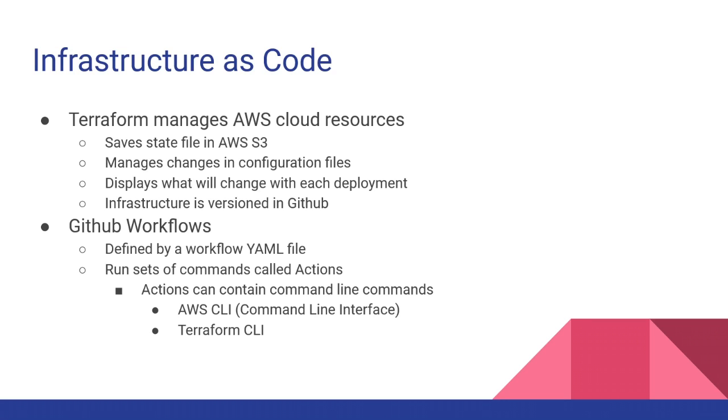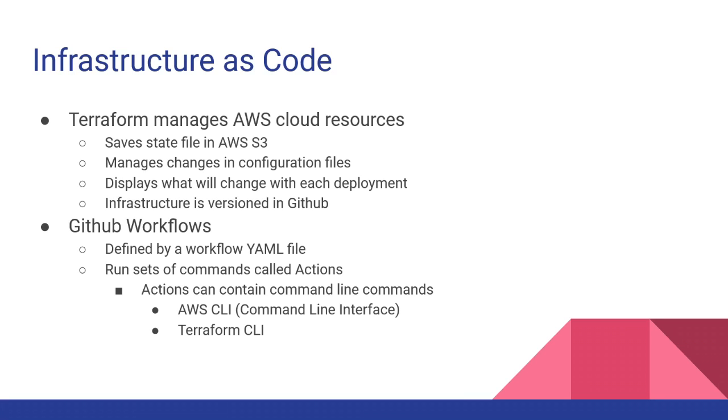It does this by, it has a state file that it saves in AWS in an S3 bucket, and each time you try to make a change in the Terraform, you run a Terraform command, and it'll manage the changes for you in configuration files. Each time you try to deploy, it'll display what will change, so you can be very specific in what will change, and you know what'll change when you deploy, so you don't deploy something that'll completely destroy your project. Lastly, this infrastructure is versioned in GitHub. Since our Terraform files live in our GitHub, they're automatically versioned with everything else that we write.